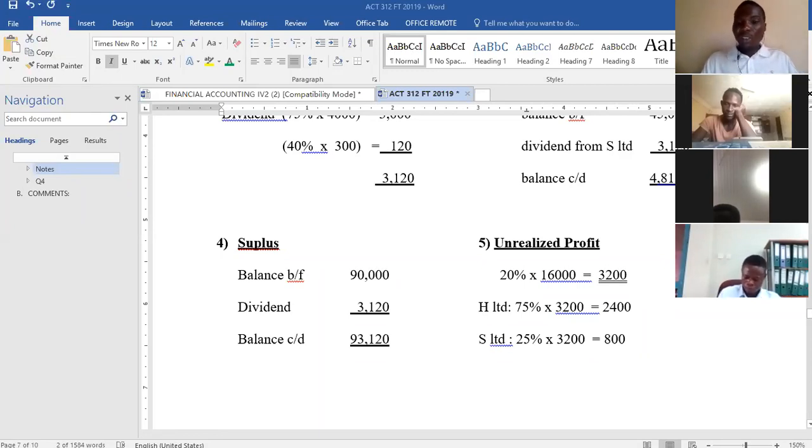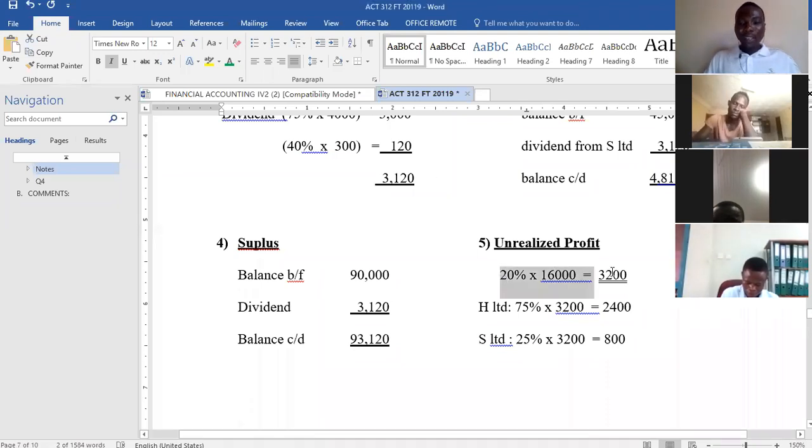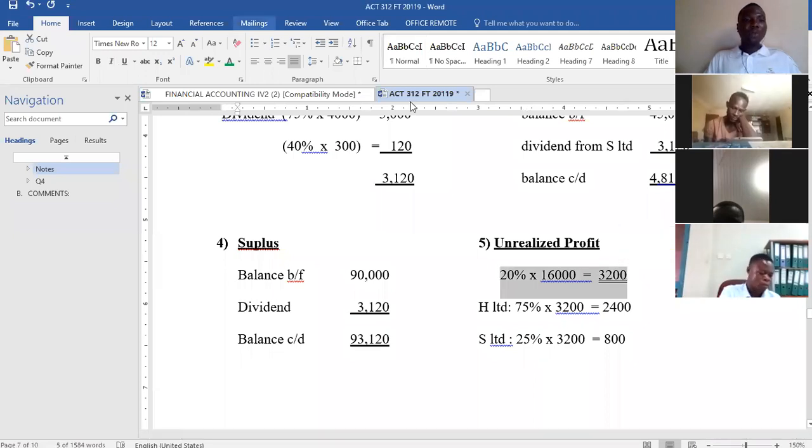So they said the closing stock of H Limited is 16,000. If we now know that on every sale that S made to H, there is a profit of 20% that he adds to it, then that 16,000 that is left over has 20% on it that has not been realized. So I will strike my 20% on that 16,000, and when I do that, I'm going to get 3,200. So that is the workings I did here for you.